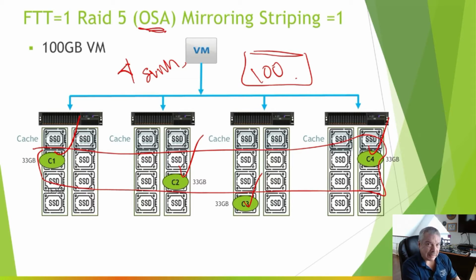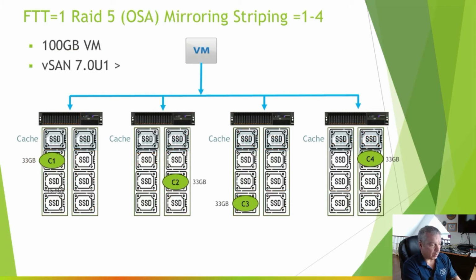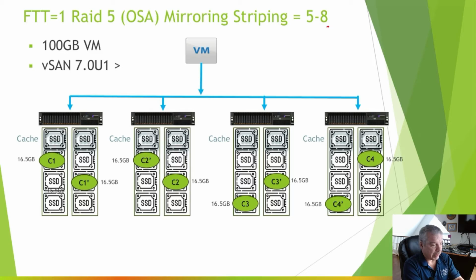So what they did with vSAN 7.0 Update 1 and higher is they said, okay, if you got RAID 5, again, the original storage architecture, and you set the striping anywhere between 1 to 4, well, there's 1, 2, 3, 4. You're already doing 4. It's not going to do anything. It's not going to make any change. If you change the stripe to anywhere between 5 to 8, at that point, it's going to do a stripe of 2. If you go anywhere from 9 to 12, it'll do a stripe of 3.